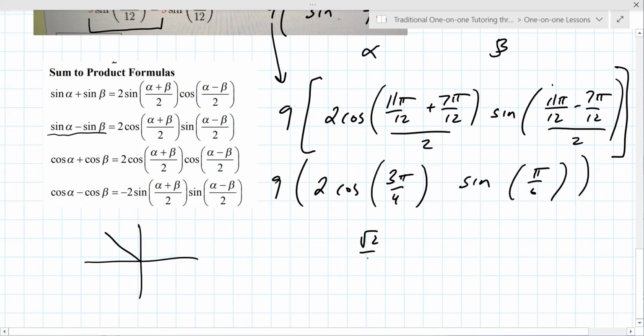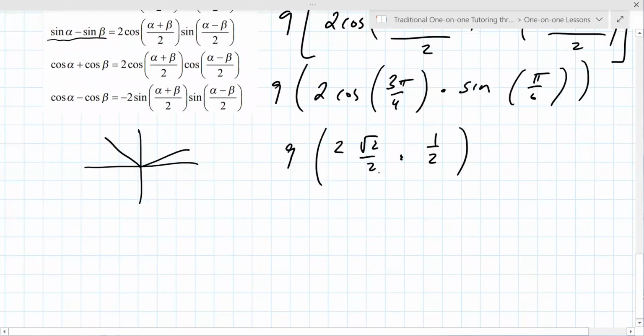That's negative square root 2 over 2, times 2, times sine pi over 6. That's 1/2. And then you've got a 9 out front here. So it looks like those cancel, but then the 2 comes down. So it's like 9 root 2 over 2.